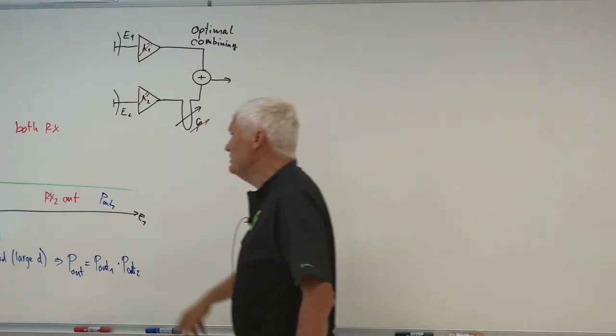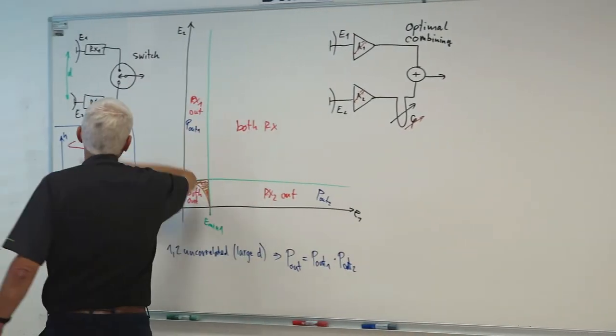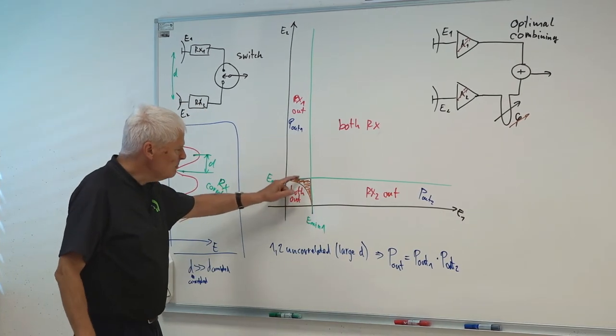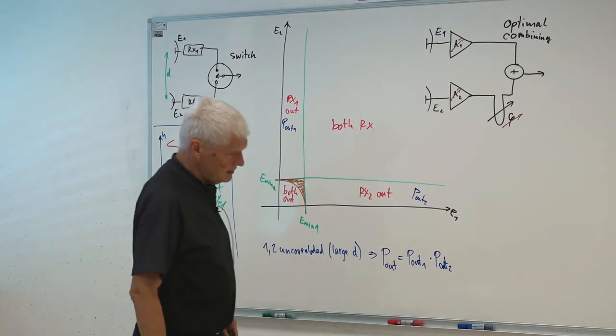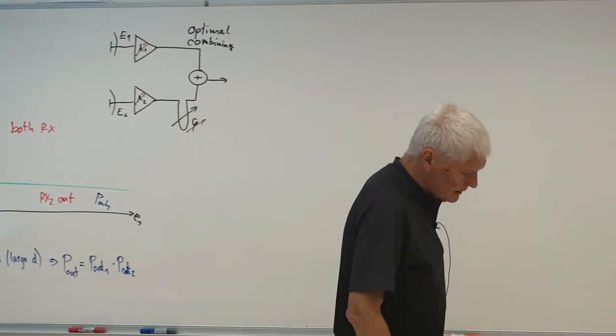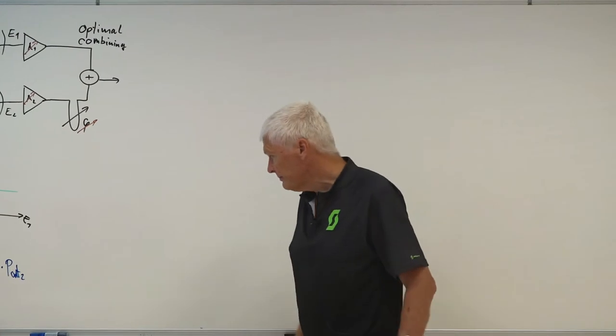This is perhaps the easiest to understand, just selecting the optimum output, but then we lose this small orange section in here. This is just to conclude the discussion from the previous hour.